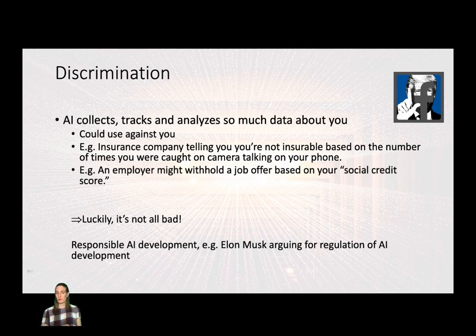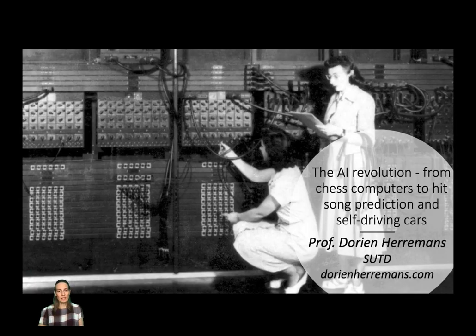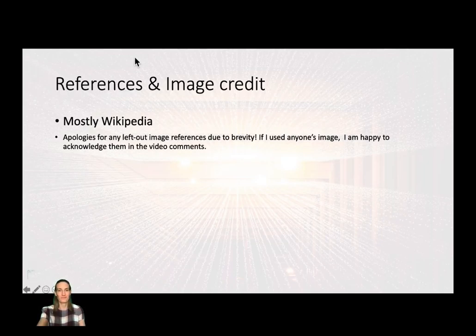You all know the arguments of Elon Musk. He's arguing for the regulation of AI development, and he might be right in doing so. Because as AI systems become more and more complex, it becomes more and more important to keep track and to regulate what they're doing and what they're being used for. That being said, that is sort of a very quick overview of the evolution of AI, and now we are ready to dive into some more neural networks and machine learning first in the next classes.